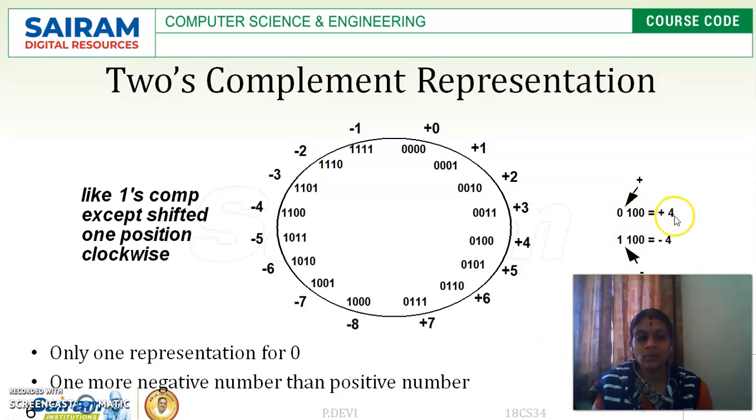So here, how to represent plus 4 and minus 4: for plus 4 it is 0100, for minus 4 it is 1100. Okay, so this is the representation. This is the common representation which will be used for all the addition, subtraction, multiplication and division operations, right? And here the advantage is only one representation of 0 and one more negative number than the positive numbers. Okay, so here it will be like one's complement only, except shifted one bit position clockwise. So this is the one difference.